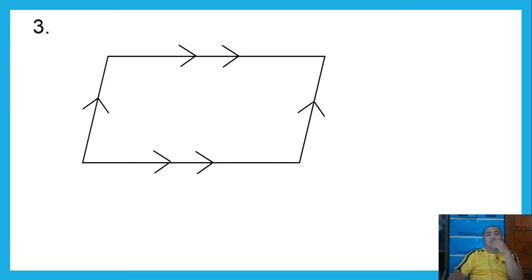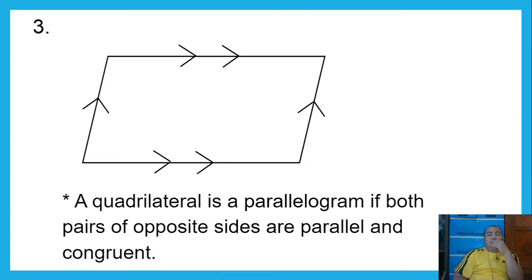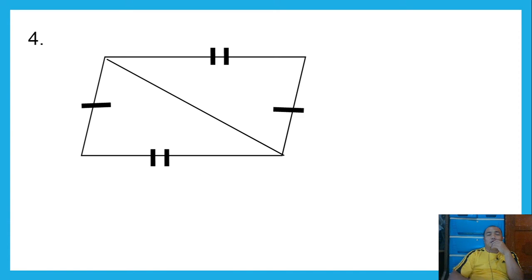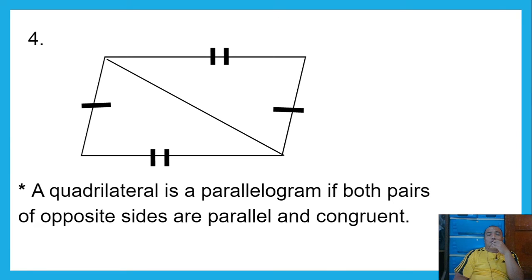How about this? A quadrilateral is a parallelogram if both pairs of opposite sides are parallel and congruent. How about that? A quadrilateral is a parallelogram if both pairs of opposite sides are parallel and congruent.